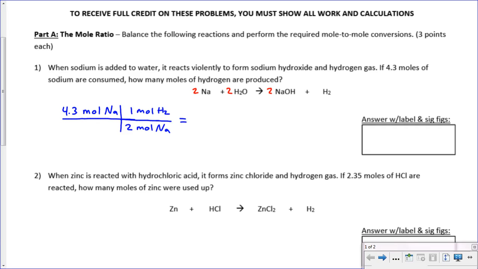All right, and then we just have to calculate it there. And you get 2.2 moles of H2, 2.2 moles of H2 produced. Put that answer in the box: 2.2 moles of H2. Okay.